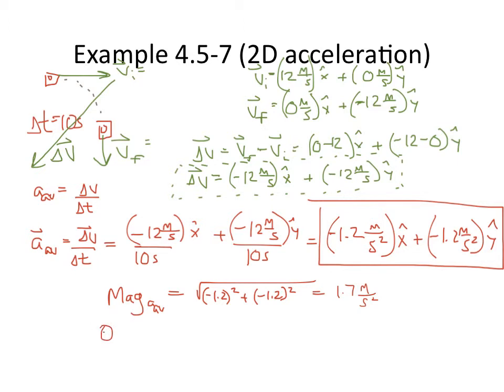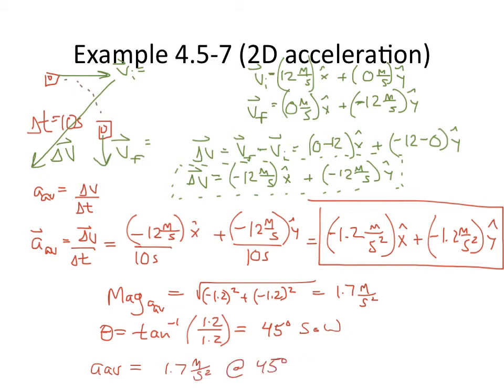What's our direction? We find our direction theta by taking the inverse tangent of 1.2 over 1.2. Remember, we're using absolute values. The equal legs mean that the angle is going to be 45 degrees, and that's what you would get if you calculated out the inverse tangent. So you'd say, okay, 45 degrees, what of what? Well, we got a negative x and a negative y, so that would be south of west. So our average acceleration is 1.7 meters per second squared at 45 degrees south of west. That's our magnitude and direction notation.